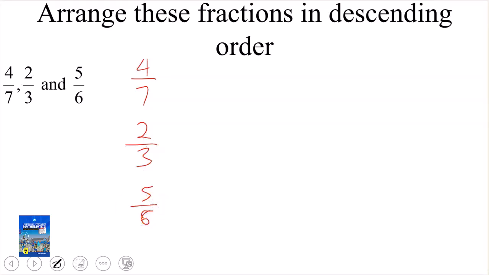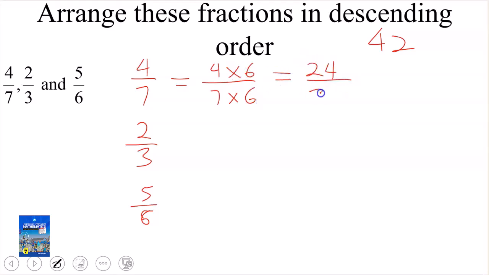Right. So once again, the question is, what is the LCM for 7, 3, and 6? The LCM will give you 42. Okay. So if it is 42, then the question is 7 times what will give me the 42? 7 times 6 will give me 42. Then the same thing will be multiplied here, and that will give me 24 over 42, right?